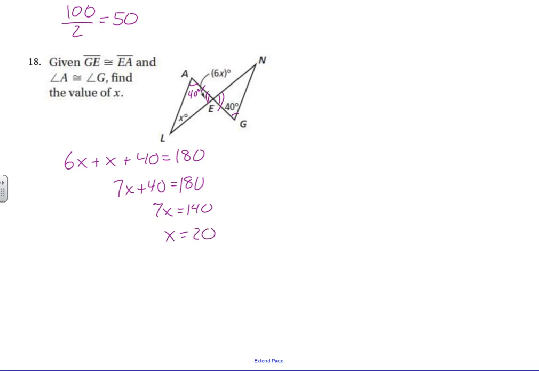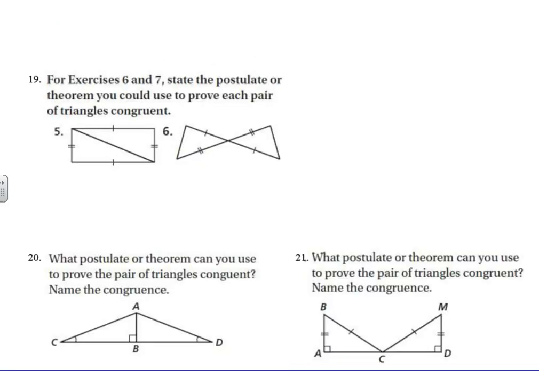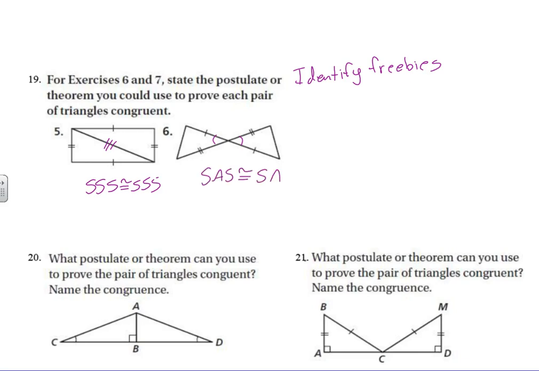All right, rolling along. Here we go. For exercises 6 and 7, state the postulate or theorem you could use to prove the pair of triangles congruent. So what we really need to do in this is we've got our givens, but we want to identify our freebies. Okay, so number 5, that is the common side. So this would be side, side, side, congruent to side, side, side. And number 6, we've got congruent vertical angles. So that would be side angle side congruent to side angle side.